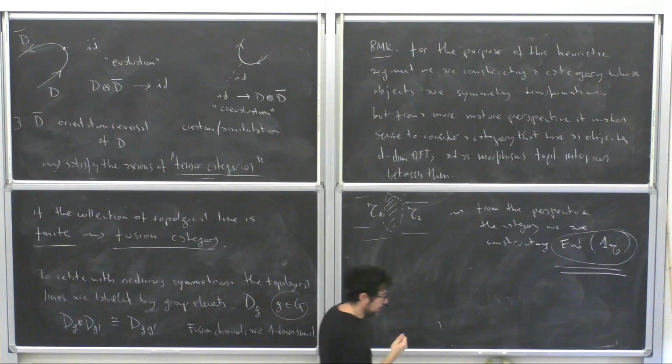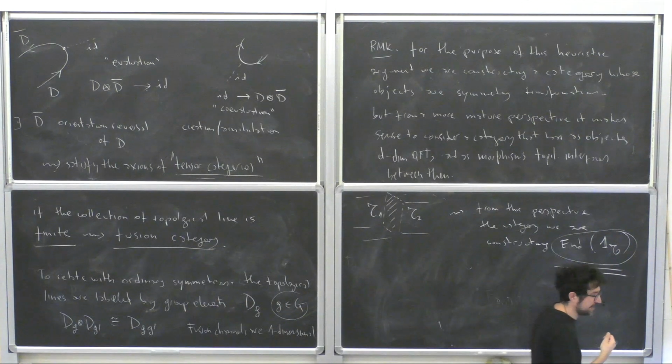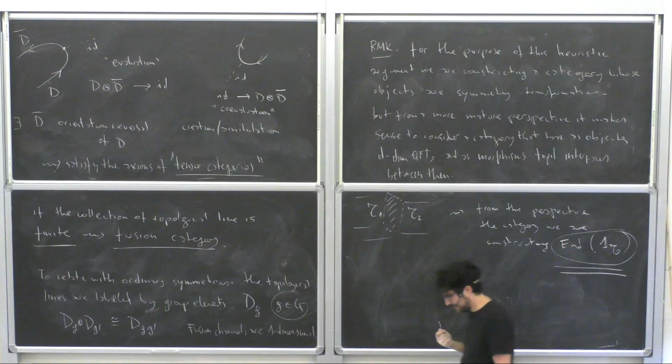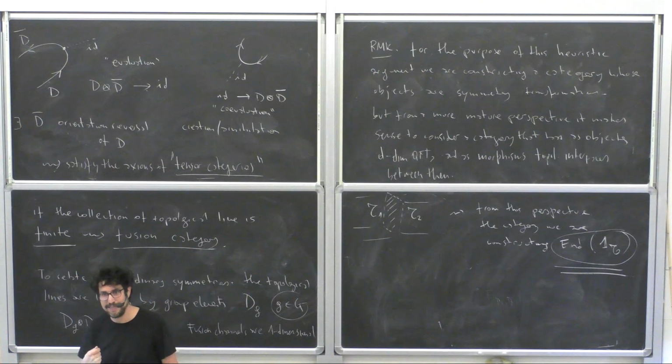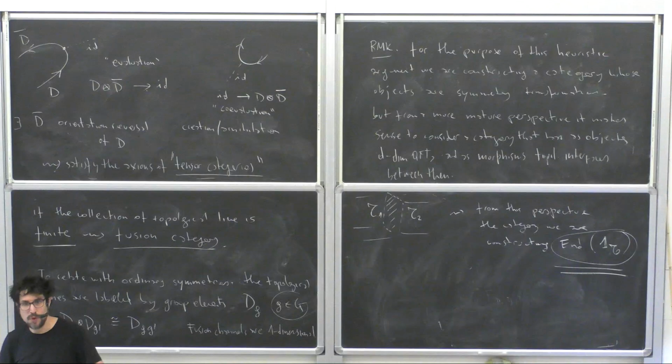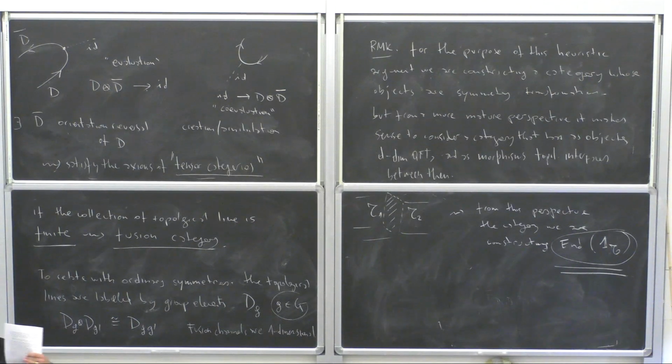You shouldn't write equal in this context, because if you want to write equal, you should specify a lot of data. You should specify where these defects are inserted, and how they come together. And these data we don't care about because they are topological.